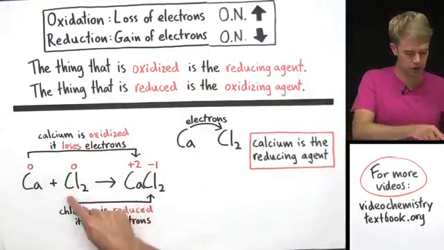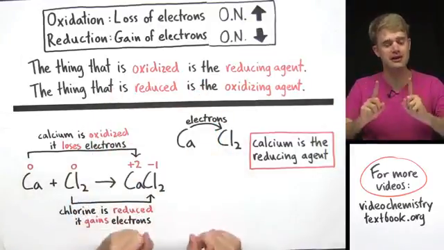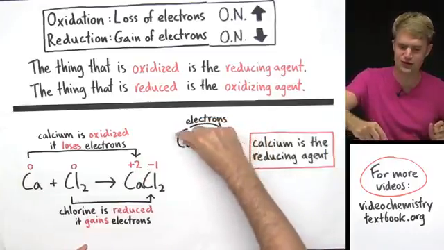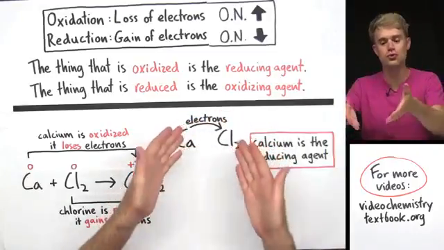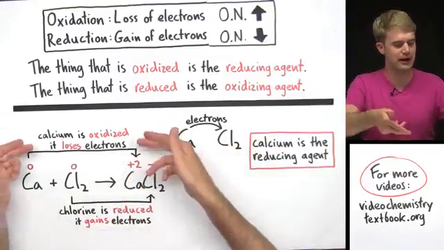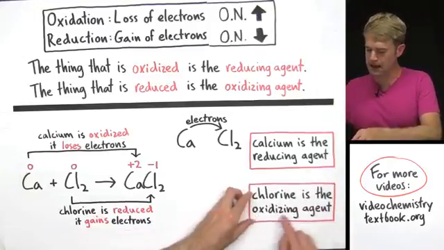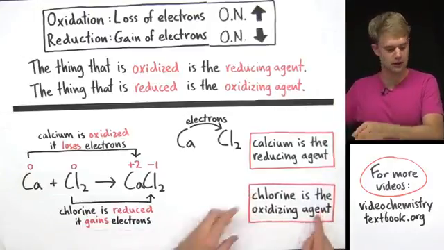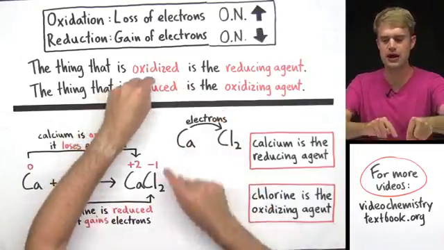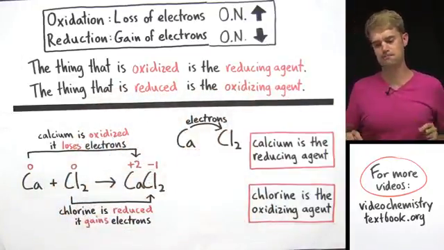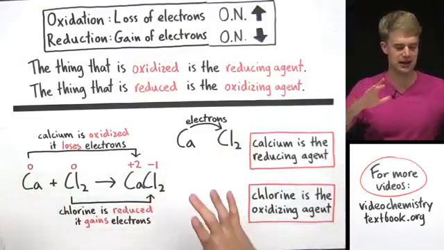And then over here, chlorine is being reduced. It gains electrons, but by doing that, it's taking electrons away from calcium, which is allowing calcium to lose those electrons. It's allowing calcium to become oxidized. So chlorine here is the oxidizing agent. And we can also keep in mind that the thing that is reduced, chlorine, is the oxidizing agent. Okay? So that's how we figure out what the reducing agents and the oxidizing agents are in an equation like this.